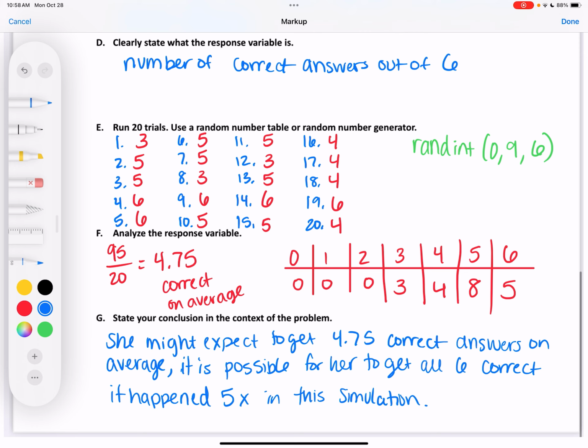If you had a situation where she got none right, which I don't think in any of the times I've done this problem I've had that happen, but maybe one time when other people were working it, they may have gotten it. But you could say it is possible for her to not get them all right. It happened one time, or whatever the case may be.